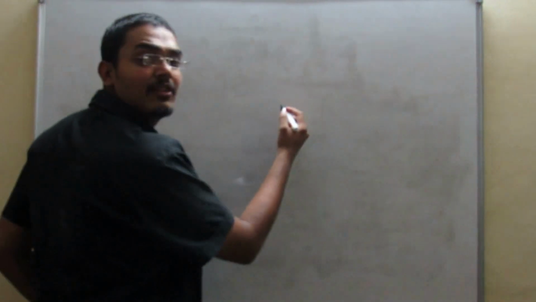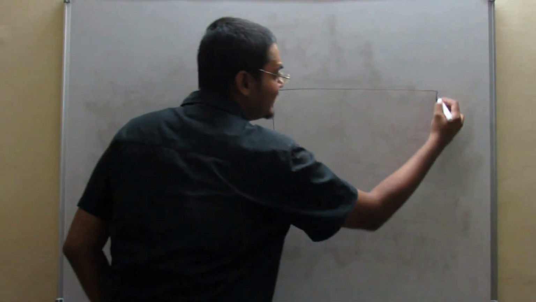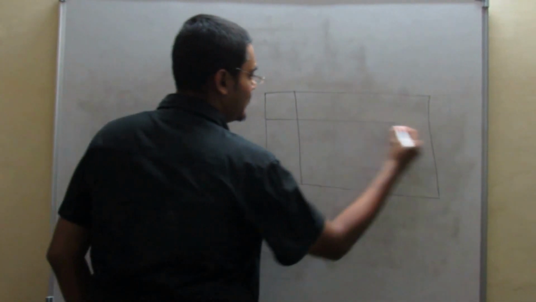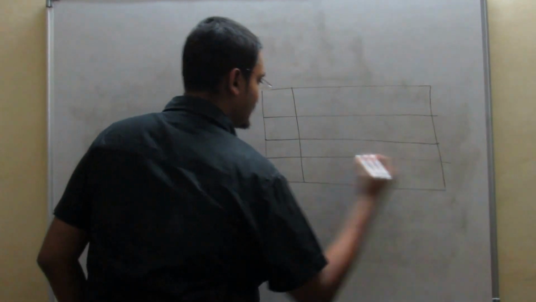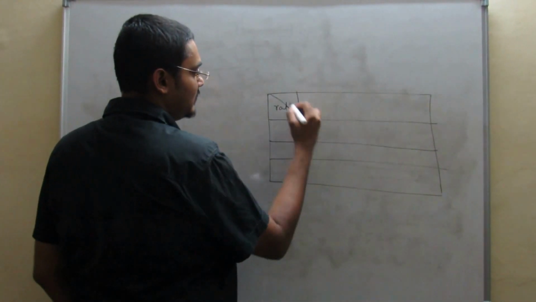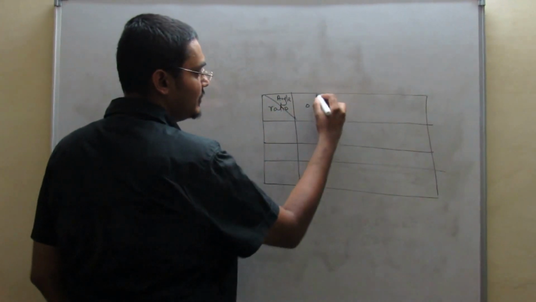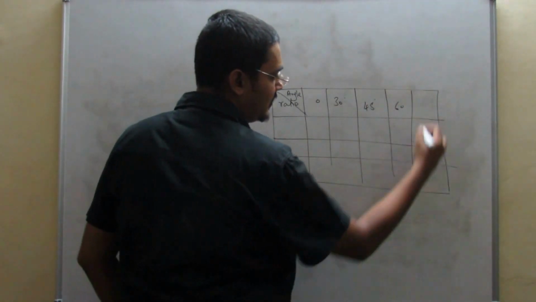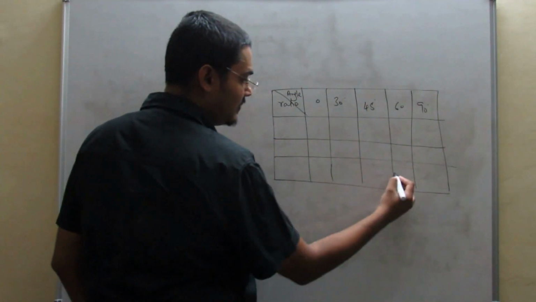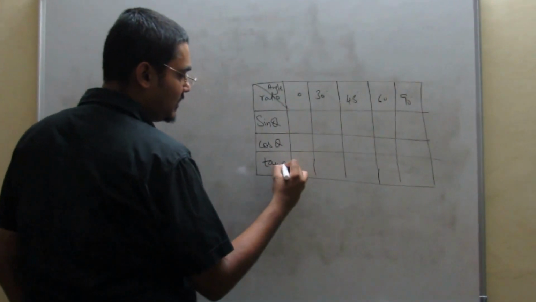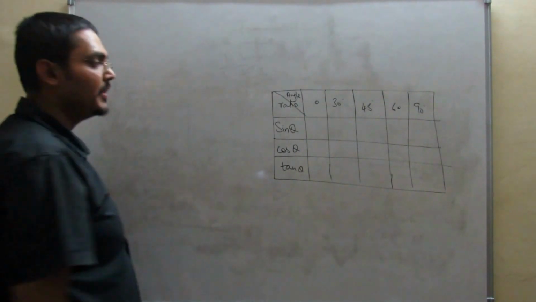Now let's have a look at some other ratios, because the table that we will be making is for 0 to 90 degrees and an interval of 30 or 15 degrees. Let's say this is a ratio. This is angle 0, 30, 45, 60 and 90 degrees. This is sin theta, cos theta and tan theta. The reciprocals you can again make, obviously.